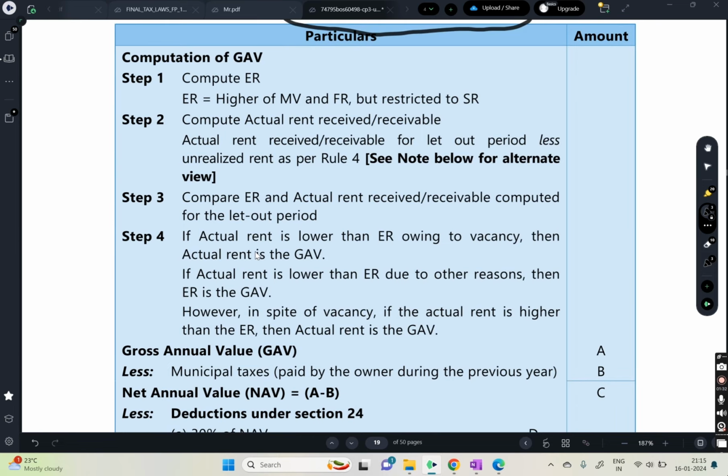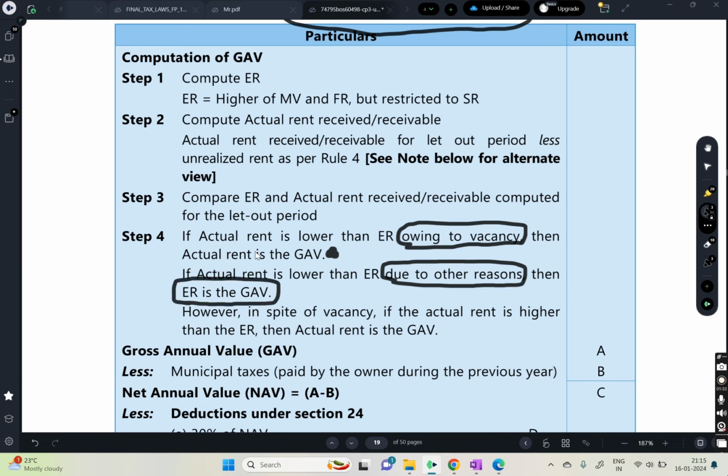Okay. So then you see this part, if the actual rent is lower than the expected rent because of the vacancy, then take actual rent as GAV. But if it is because of some other reasons, whatever the reason it is, if it is not because of the vacancy, then take expected rent as GAV.